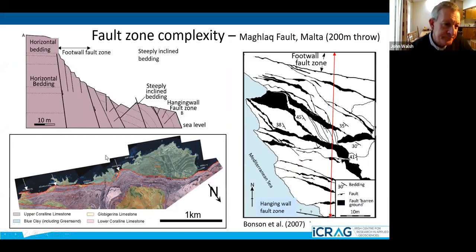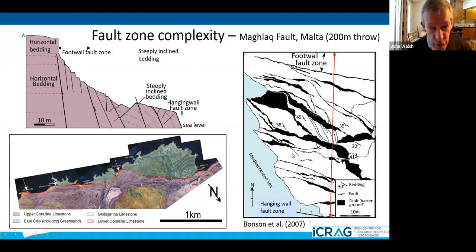And here's a relay ramp here, over here on the right-hand side. There's a relay ramp developed, and you see this is the back main part of the fault here, a map view. And on the back, this is it here on cross section. There's the back fault. This is the hanging wall fault, and this is the relay ramp. It's in bits. It's broken up.